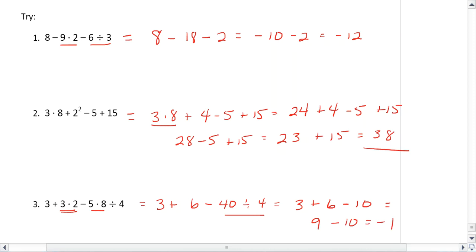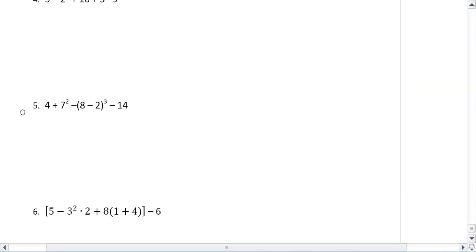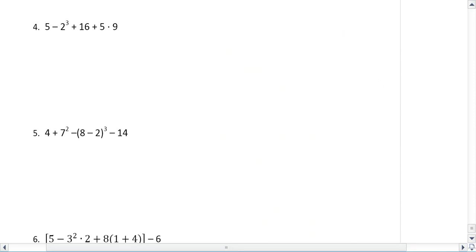So just to be clear, this homework assignment is not a calculator exercise. I do want you to show your steps like this. All right, just a couple more examples here.